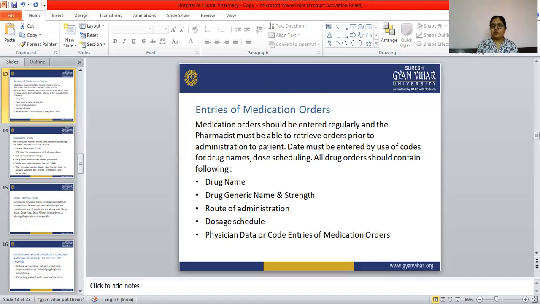Data must be entered by use of the code of the drug name and drug scheduling. All the drug orders should contain the following: drug name, drug generic name and strength, route of administration, dosage schedule, physician data, or code entries of the medication orders.